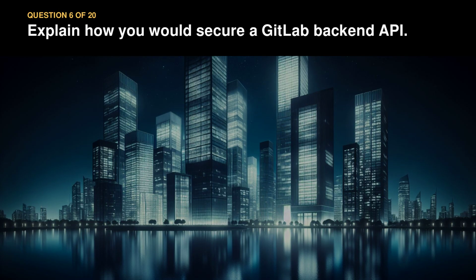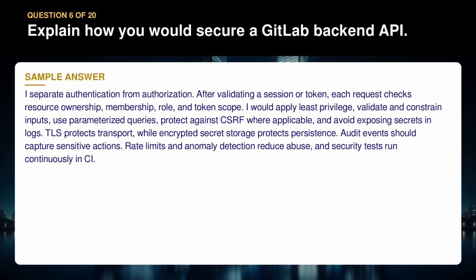Question 6. Explain how you would secure a GitLab Backend API. I separate authentication from authorization. After validating a session or token, each request checks resource ownership, membership, role, and token scope. I would apply least privilege, validate and constrain inputs, use parameterized queries, protect against CSRF where applicable, and avoid exposing secrets in logs. TLS protects transport, while encrypted secret storage protects persistence.